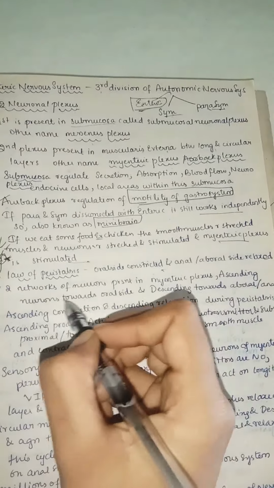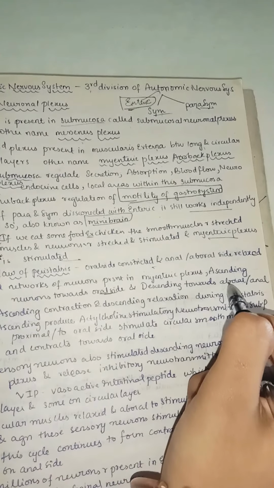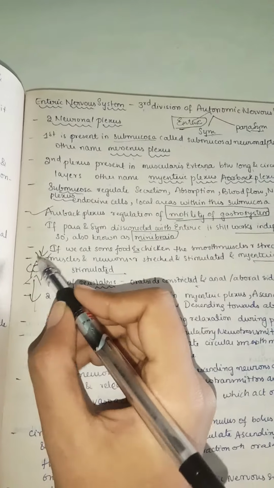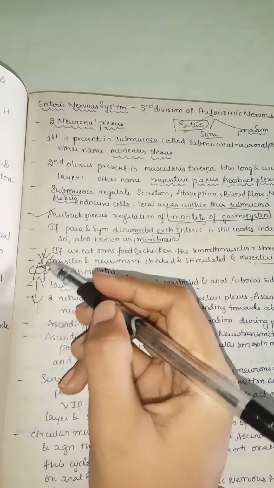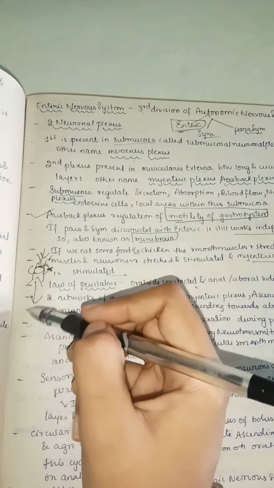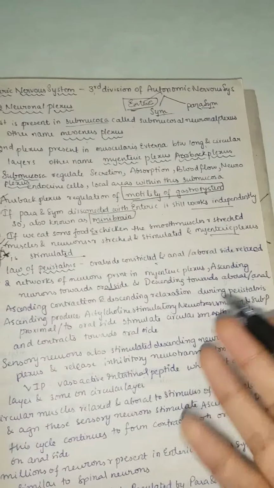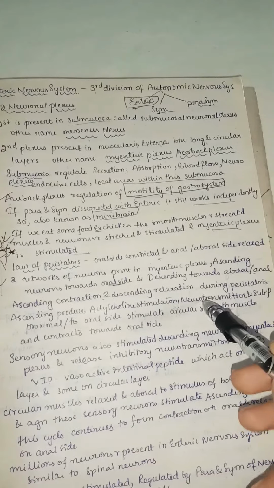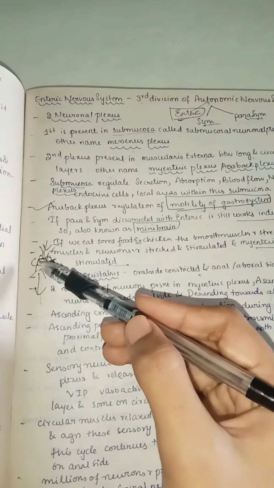Ascending neurons are towards the oral side, descending are towards the anal side. So you can have OA. OA means, we'll say for example, oral side, ascending. It's useful for pushing the food. And descending, we have the anal side. So ascending contraction and descending relaxation during peristalsis, of course. So that's what we are saying.